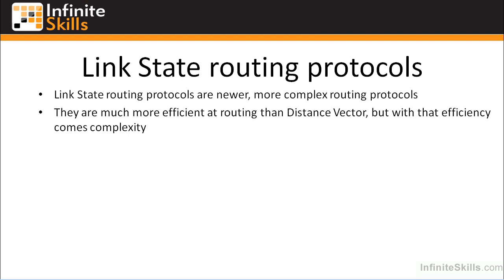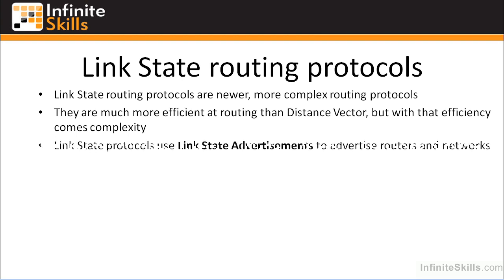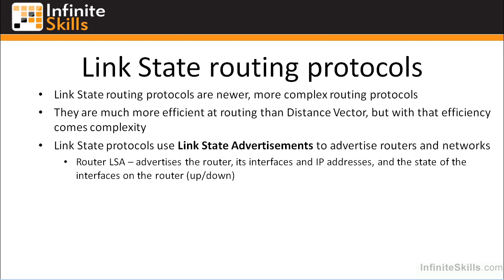So how do link state routing protocols work? At the very basic level, link state protocols use link state advertisements to advertise routers and networks to one another. The router LSA advertises the router itself. It advertises all the interfaces, IP addresses, and link state of all of the interfaces on the router, whether they're up or down. The link LSA is an advertisement for a subnet and all the routers on that subnet.